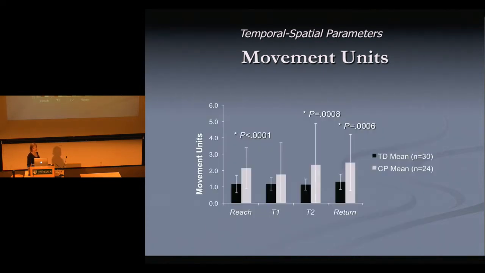We found an increased number of movement units for the children with cerebral palsy during each phase, that's statistically significant during reach, transport to, and return, as compared to the control participants.